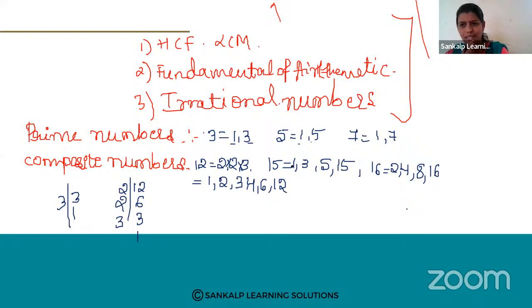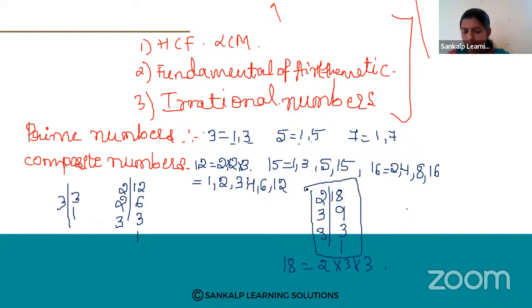What do you mean by prime factorization method? See, for example, if I take 18 and do it by the prime factorization method, 2 nines are 18. Next, 9 will not come in the table of 2. So 3 threes are 9, 3 ones are 3. Therefore, the factors of 18 are 2, 3 and 3, right? So 2 into 3 into 3. This we call the prime factorization method. So this is also very, very important in this chapter.